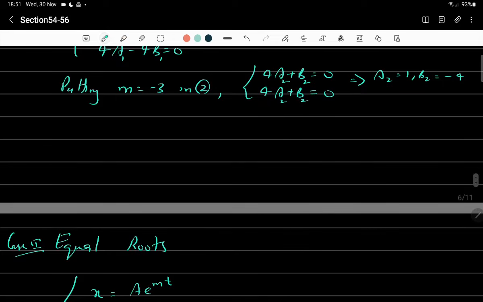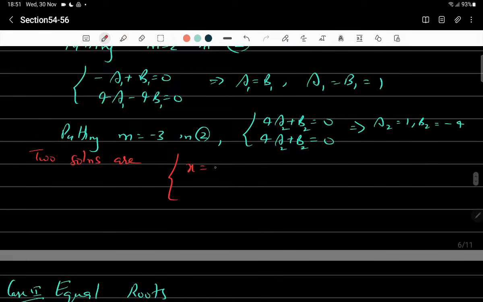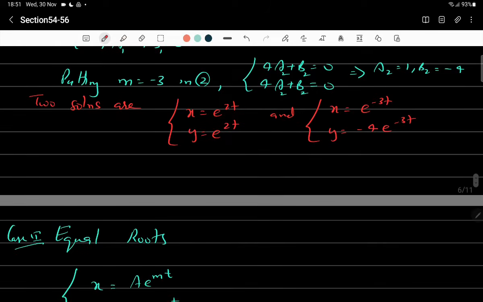It means your two solutions are, the first one is x is equal to, for e raised to the power 2t, you will get 1, 1. So x is equal to e raised to the power 2t, y is equal to e raised to the power 2t, and x is equal to e raised to the power minus 3t, since a2 is 1, and y is equal to b2, which is minus 4 e raised to the power minus 3t.